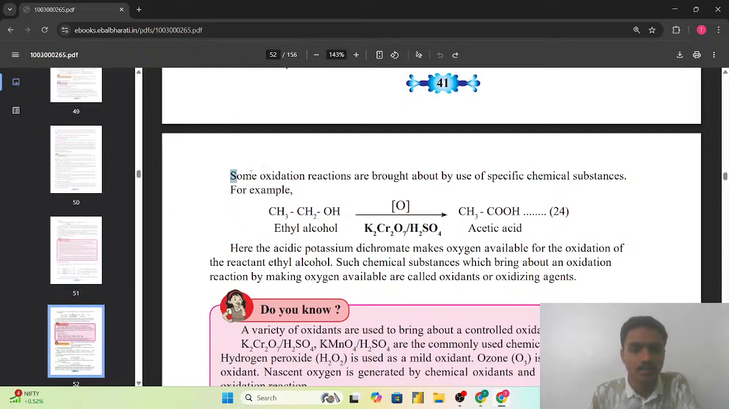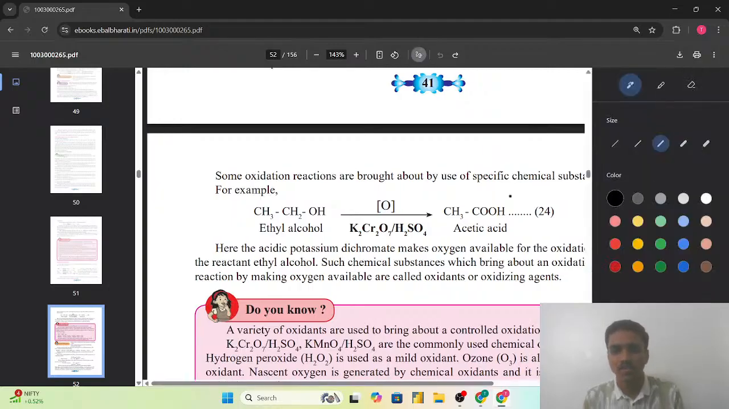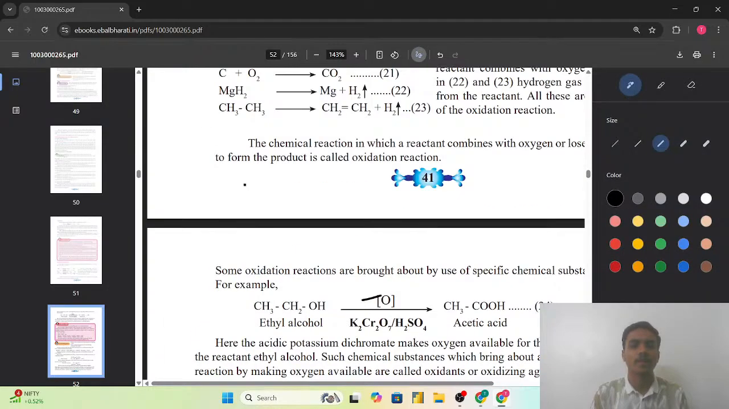Next, आगे हमें दिया गया है some oxidation reactions are brought about by use of specific chemical substances. For example, ethyl alcohol C2H5OH when reacts with potassium dichromate. Remember the name of this, K2Cr2O7. It is the potassium dichromate. And H2SO4, ये क्या है? This is also one of the interesting parts. Why is the oxygen written here in this type of bracket?